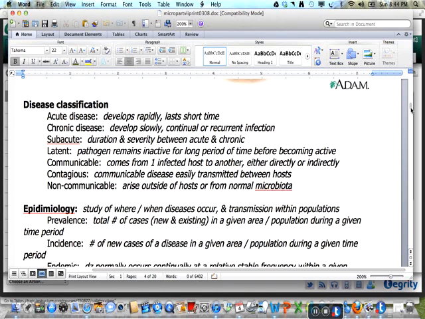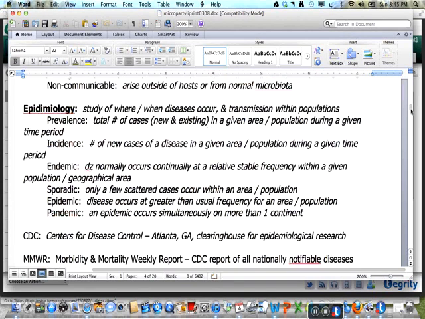So when we look at the prevalence versus the incidence, prevalence is the total number of cases, both new and existing, in a given area or population during a given time period. The incidence is the number of new cases of a disease in a given area or population during a given time period.